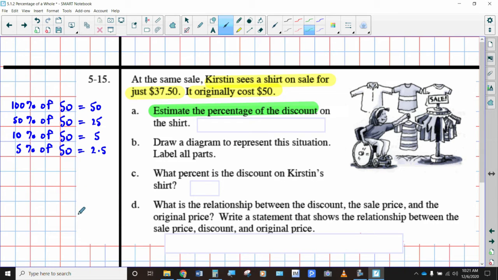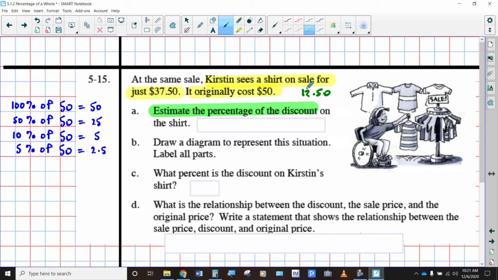All right, now let's try another situation. At the same time, Kirsten sees a shirt on sale for $37.50. It originally cost $50. Okay, so here's one where we're going to estimate the percent, or I would say the percent of the discount. It's on sale for $37.50, which means that the discount would be about $12.50.